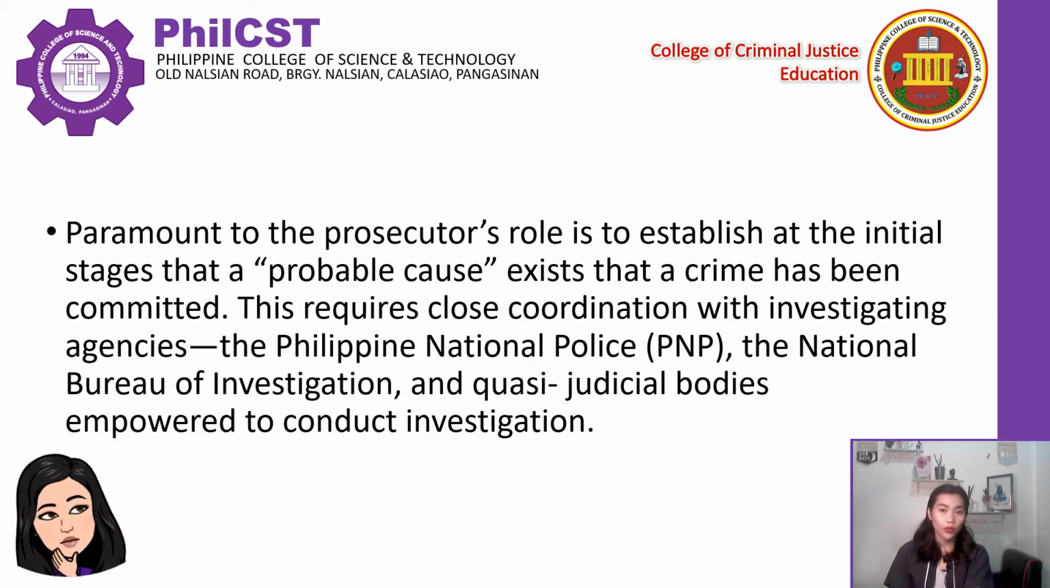Paramount to the prosecutor's role is to establish at initial stages that a probable cause exists that a crime has been committed. This requires close coordination with investigating agencies. For example, we have the PNP, the NBI, and we also have the quasi-judicial bodies empowered to conduct investigation.